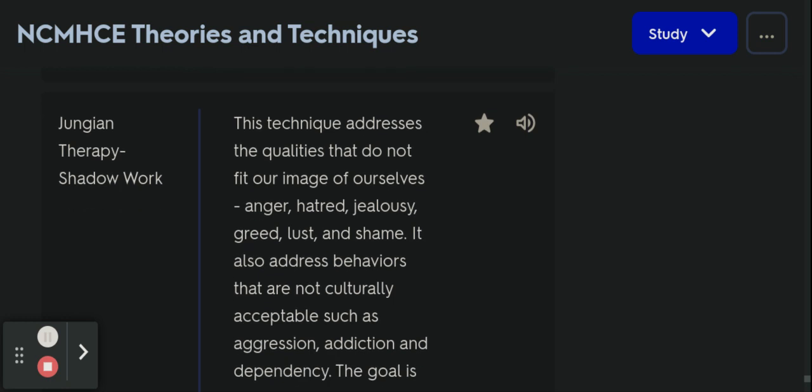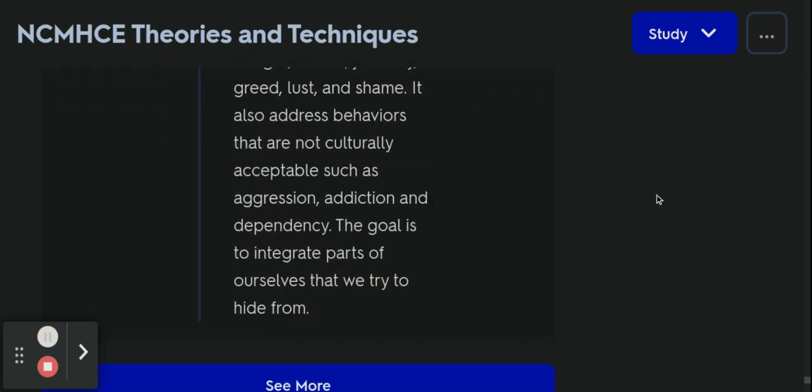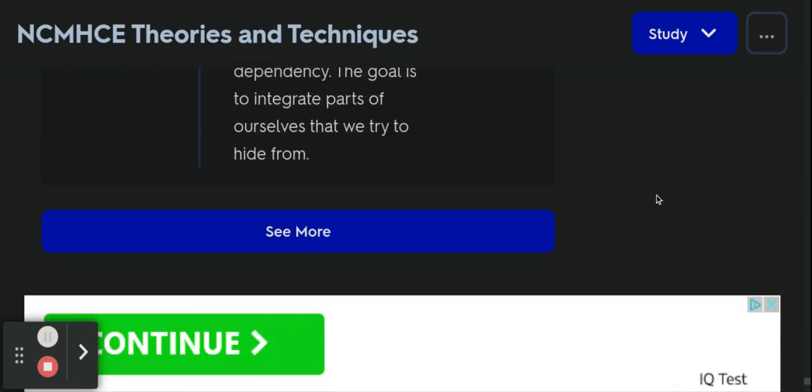Jungian therapy shadow work. This technique addresses the qualities that do not fit our image of ourselves: anger, hatred, jealousy, greed, lust, and shame. It also addresses behaviors that are not culturally acceptable, such as aggression, addiction, and dependency. The goal is to integrate parts of ourselves that we try to hide from.